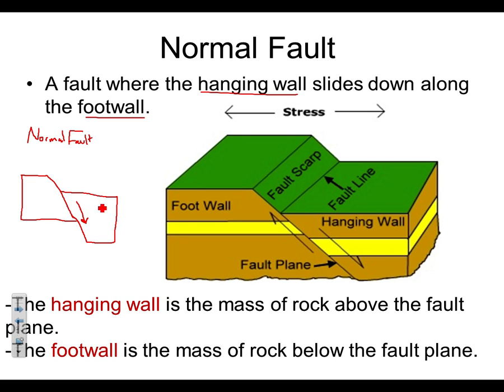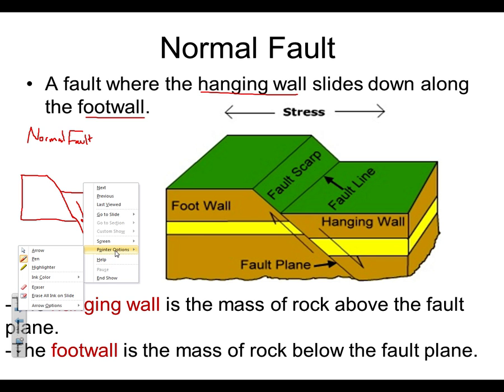This one here, this part that slid down, that's the hanging wall. The hanging wall is the mass of rock above the fault plane. The fault plane is this angled line here. The footwall is the mass of rock below the fault plane. It's this one here. Now that may seem a little bit odd, but let me show you a couple of ways that you might be able to keep it straight.